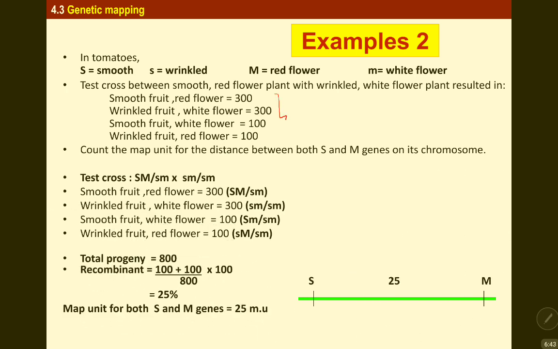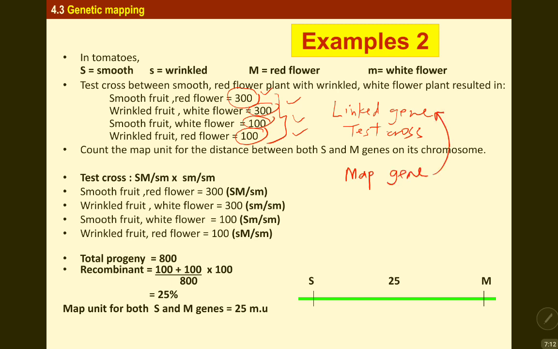Okay. So example number 2, you were given a test cross. So now you find the number here, 300, 300, 100 and 100. So when you see two big numbers here, two small numbers here, so this is a case of linked gene test cross.